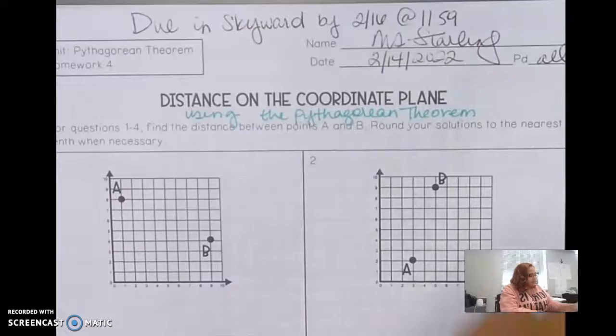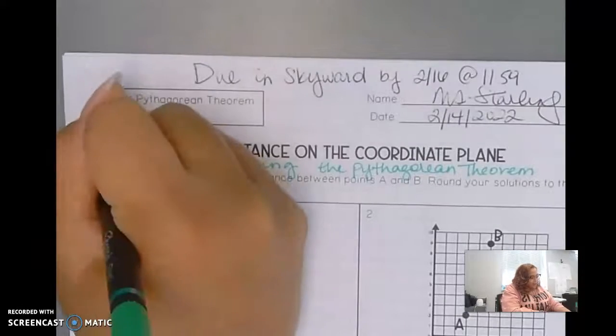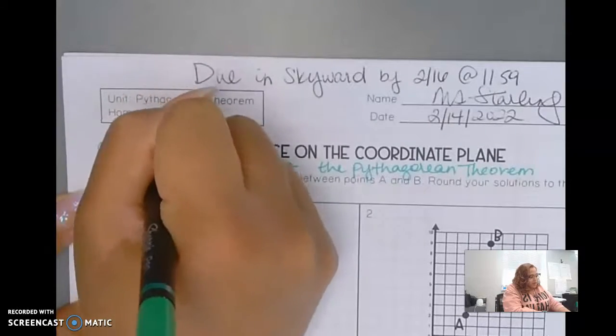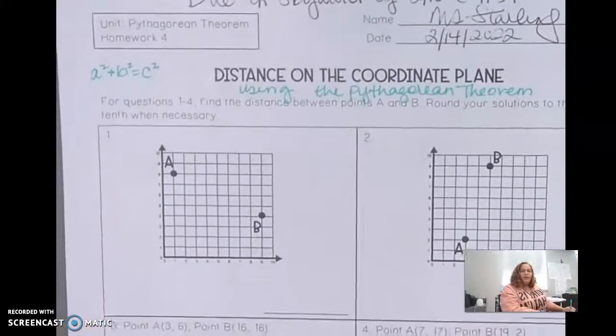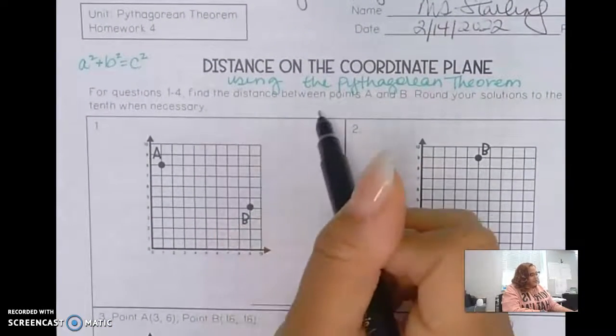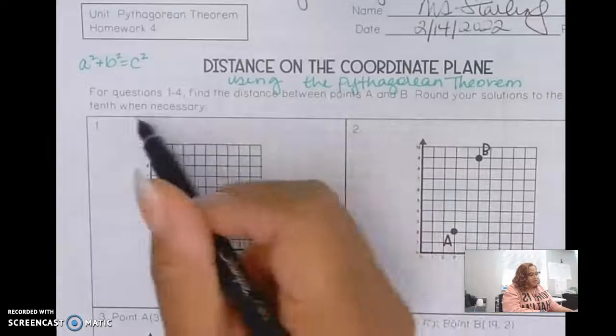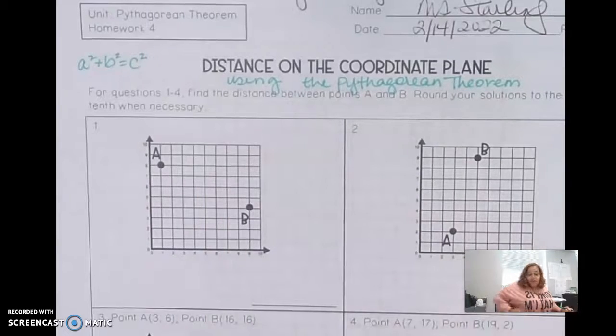All right, so we know that the Pythagorean theorem says that a squared plus b squared equals c squared. It says for questions 1 through 4, find the distance between points A and B. Round your solutions to the nearest tenth when necessary. So a calculator will be appropriate for use. And let's get to it.